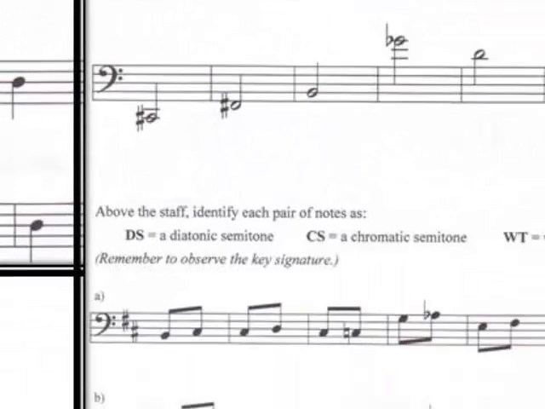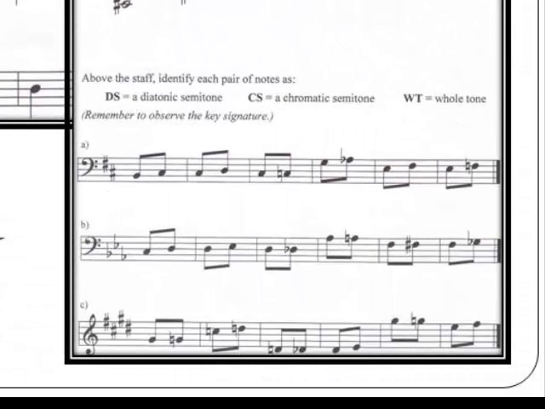For number 13, you're going to identify each pair of notes as either a diatonic semitone, a chromatic semitone, or a whole tone. Be careful though, because you have key signatures here, so make sure that you're looking at those key signatures.